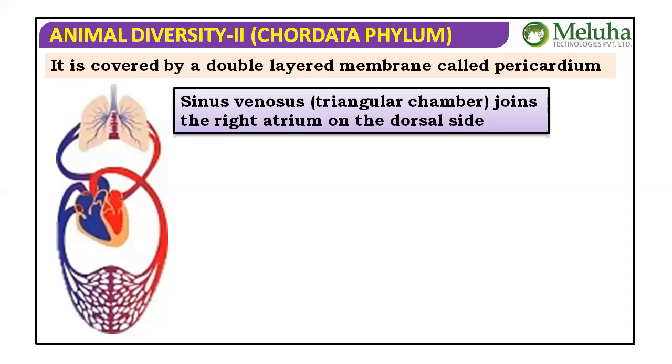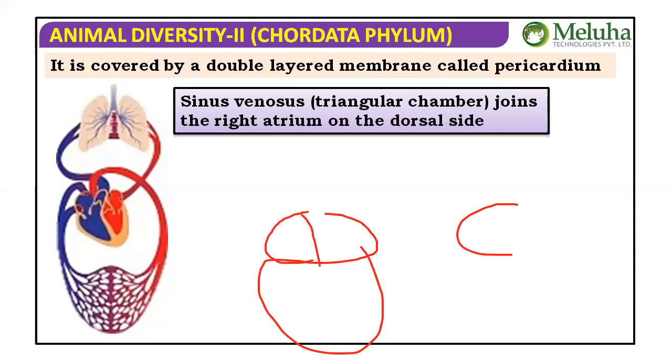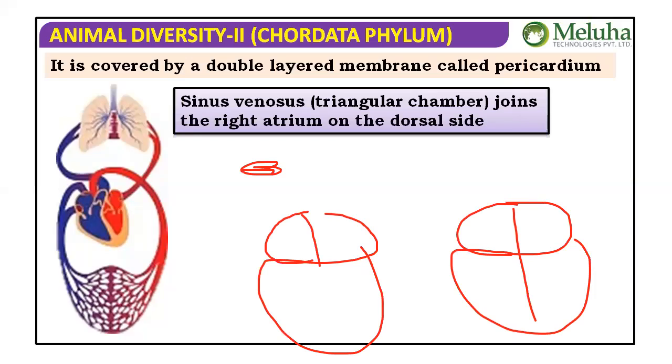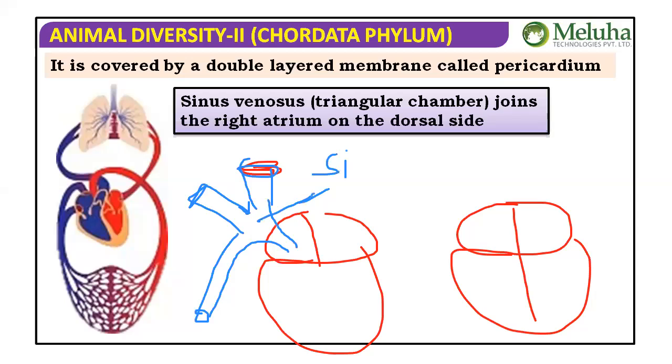The sinus venosus joins the right atrium on the dorsal side. Let me show you that sinus venosus. This is the frog heart, and let me draw the human heart also. Why are we learning the frog? To compare with the human being only. Let me show you the two precaval veins, that means the superior vena cava, and one postcaval vein, the inferior vena cava. Both open into a common opening, which we call the sinus venosus.